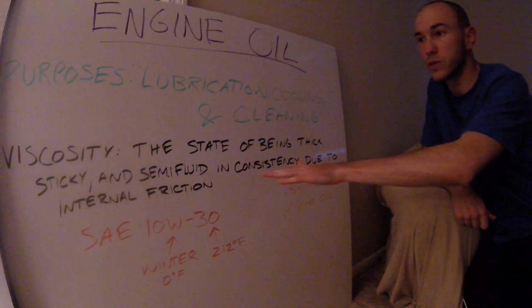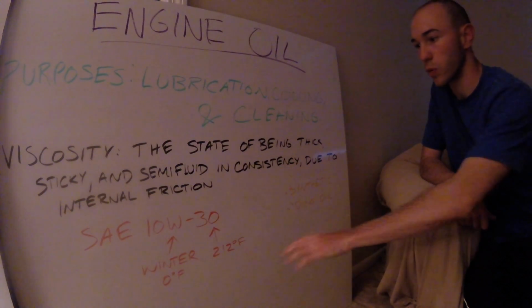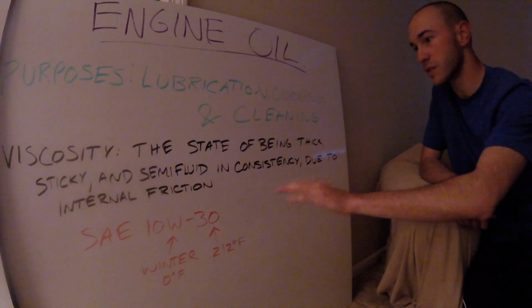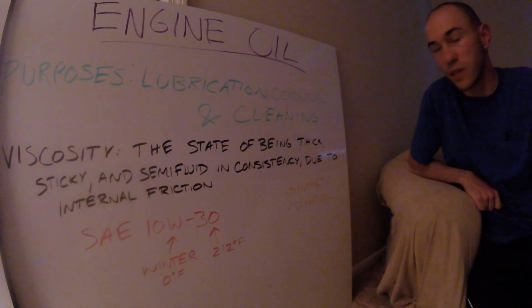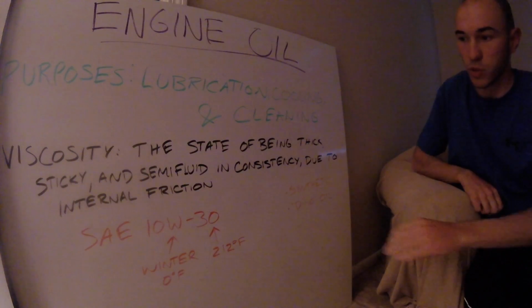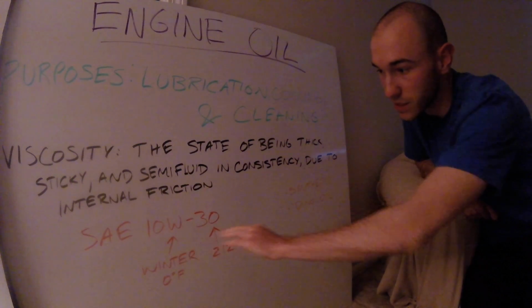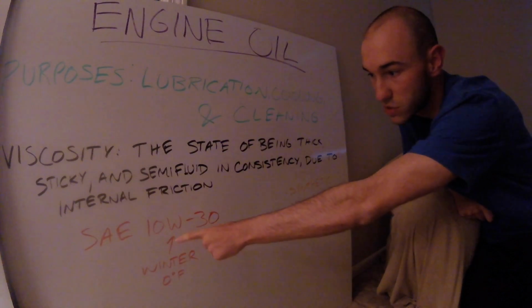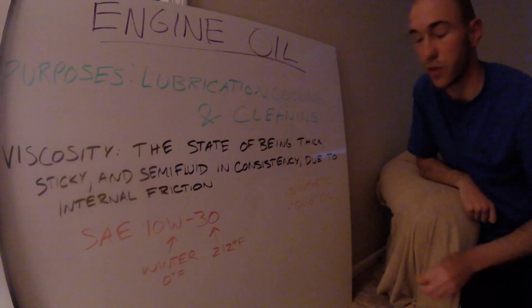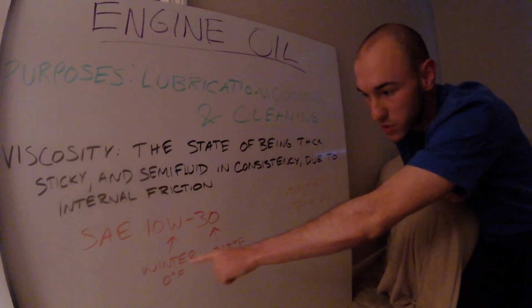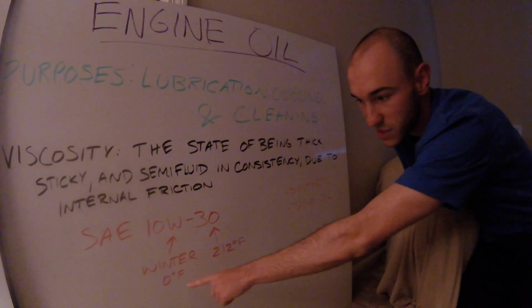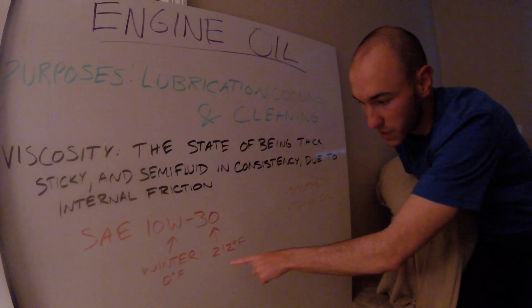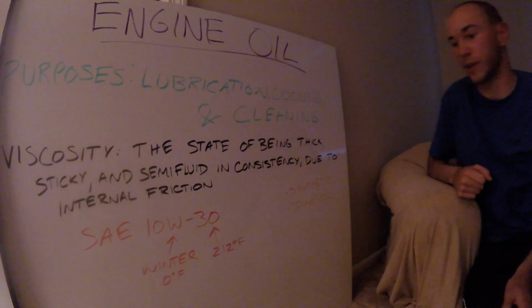Now I'm going to go into a quick definition of viscosity before we go into the types of oil. Viscosity is the state of being thick, sticky, and semi-fluid in consistency due to internal friction. When you see an oil rating like SAE 10W30, that's Society of Automotive Engineers 10W30. These two numbers are two different viscosity ratings. The number with the W, which stands for winter, is the viscosity at 0 degrees Fahrenheit, and the 30 is the viscosity at 212 degrees Fahrenheit.